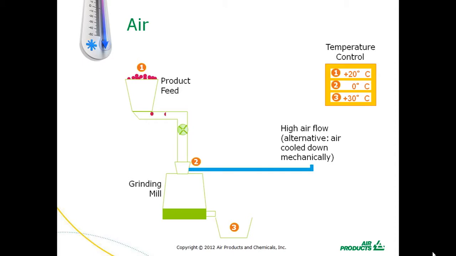The most commonly used method of heat removal is to use air. High volumes of air flow through the grinding system to remove the heat from the grinding area and also to move the material to the next stage of the process.